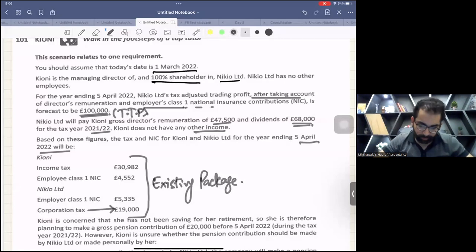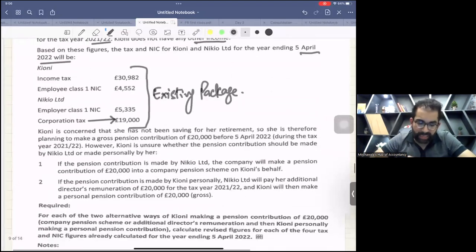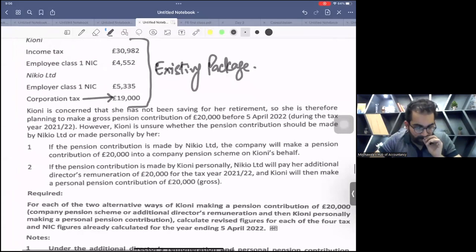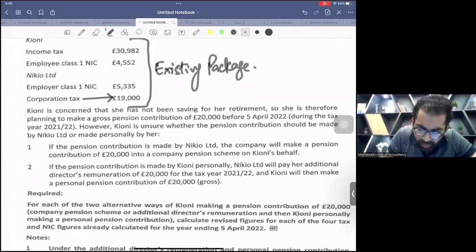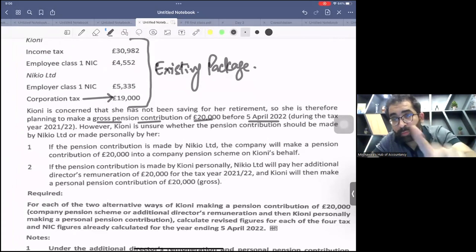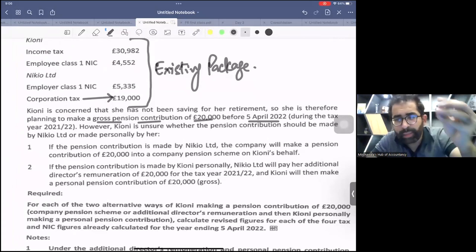Now, the next thing is, Keone is concerned that she has not been saving for her retirement. See, this is the problem. She is therefore planning to make a gross pension contribution of 20,000 before 5th April 2022, during the tax year 21-22. In this fiscal year, she wants to contribute 20,000 to the pension, gross. Keep this word in mind, gross. There is no such thing as net here.